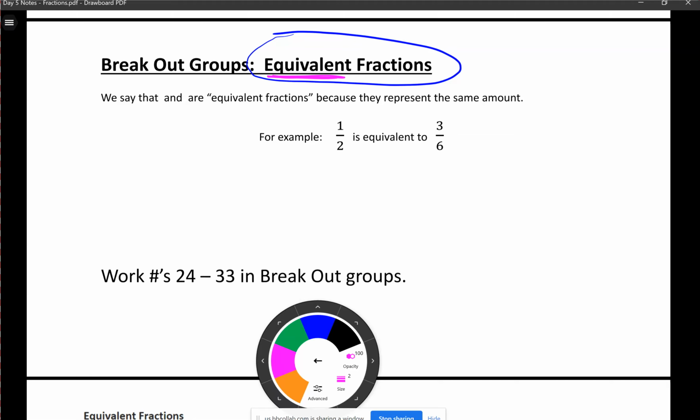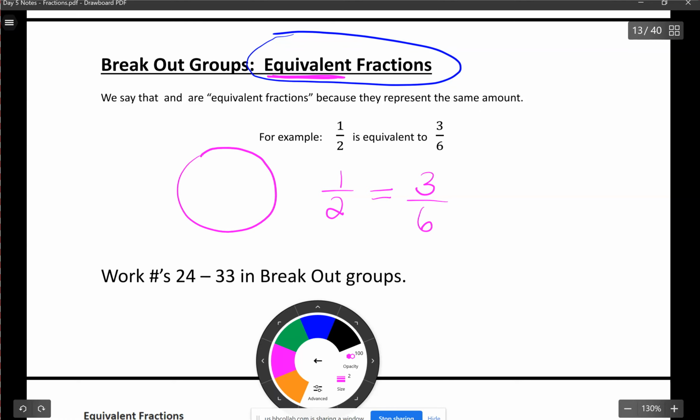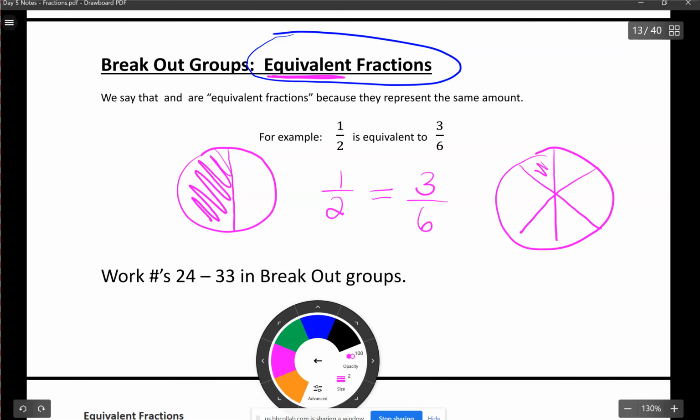So same idea in fractions here. I say 1/2 is equivalent to 3/6. Because if I have a pizza and I cut it into 2 pieces and I shade 1 out of 2, that's equivalent to having a pizza, cutting it into 6 pieces and shading 3 out of 6. It looks different, but it's the same amount of pizza, right? Instead of eating 1 big slice out of 2, you're eating 3 smaller slices out of 6, but it's the same. You still ate half a pizza either way.